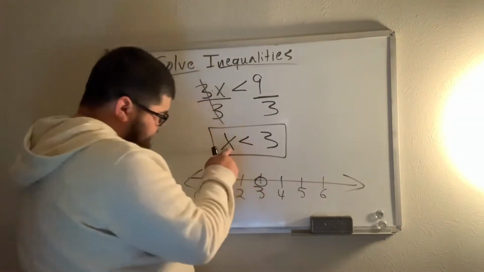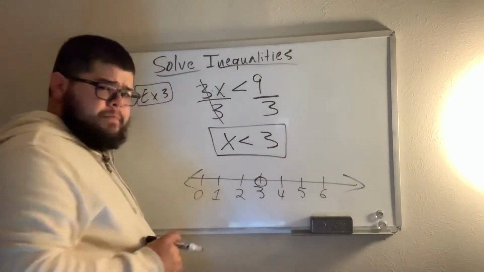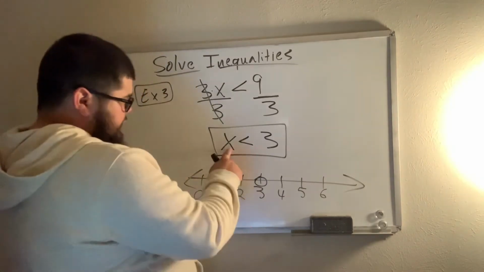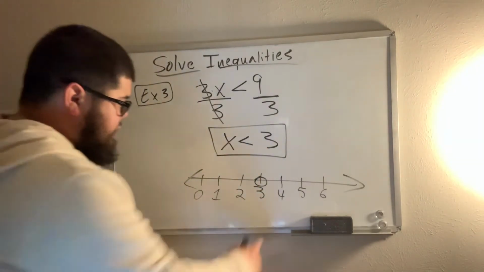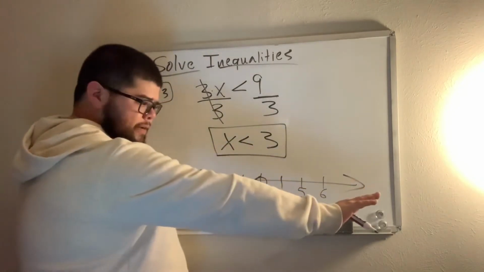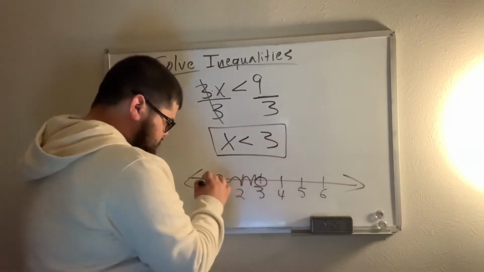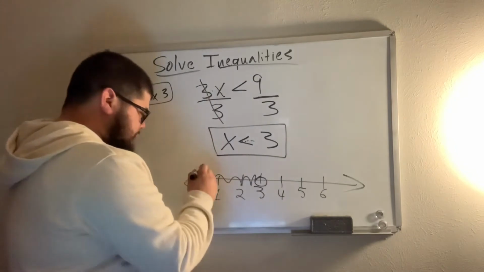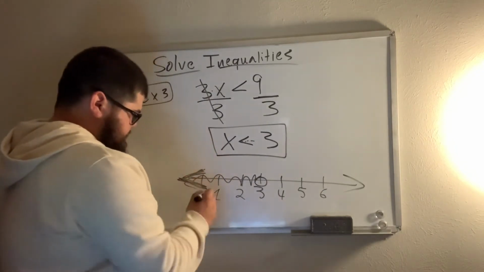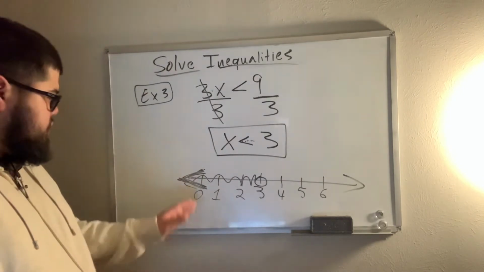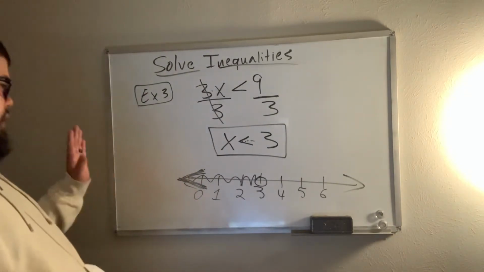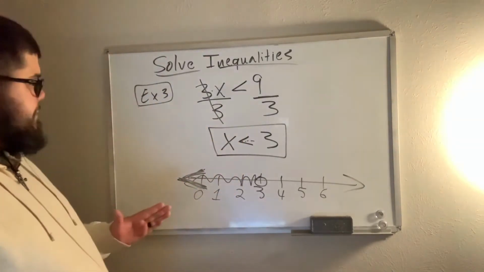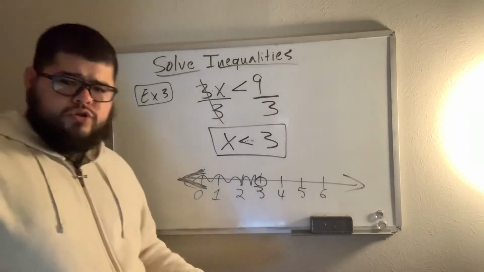That's because when we substitute 3 here, is 3 less than 3? No, it is not. Is 2 less than 3? Yes, it is. Is 4 less than 3? No, it's not. And remember, you can also do the arrow. The arrow is pointing this way, meaning it goes to the left forever. So -1, -2, -3, -4, -5, -6, -100 are all less than 3 as well. Okay, that's example number 3. This is our inequality, and this is our number line solution.